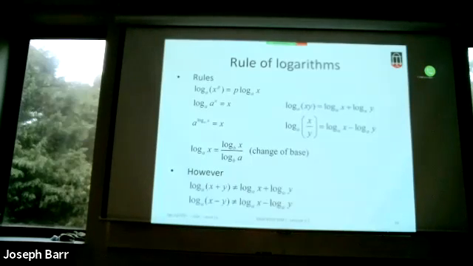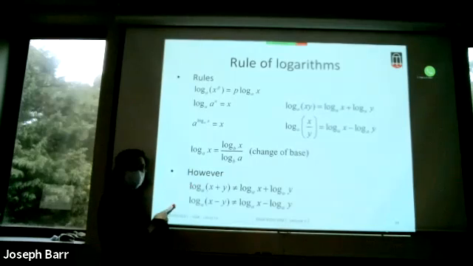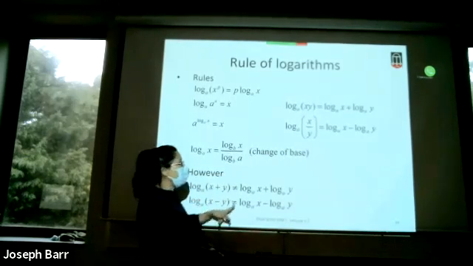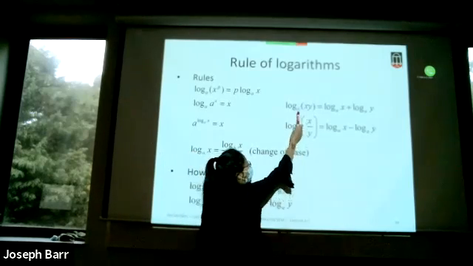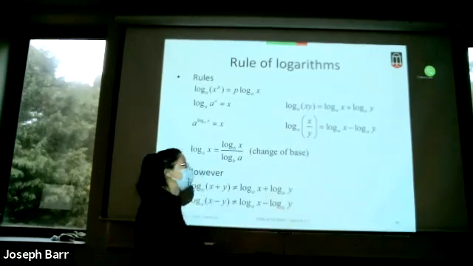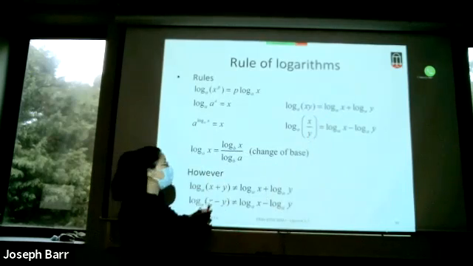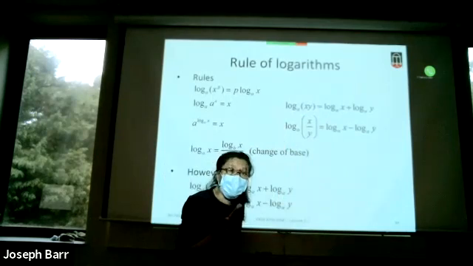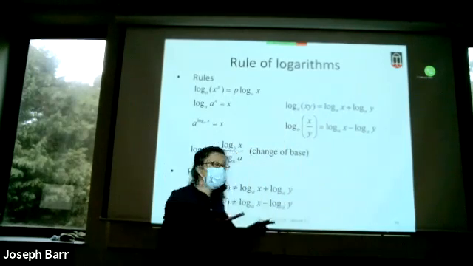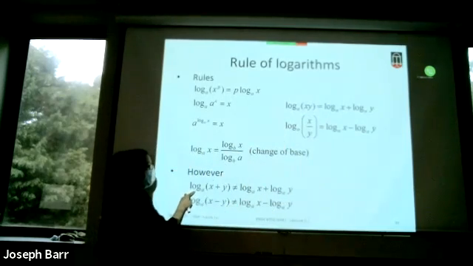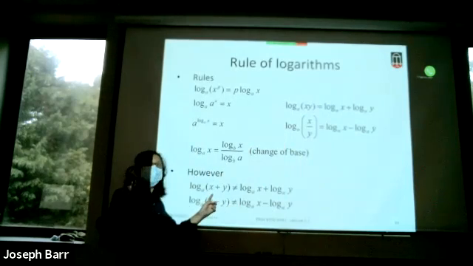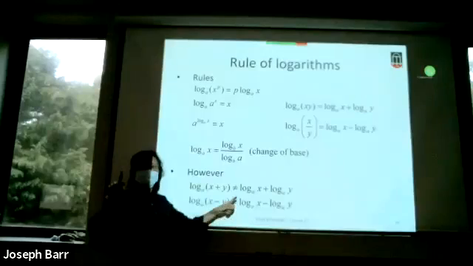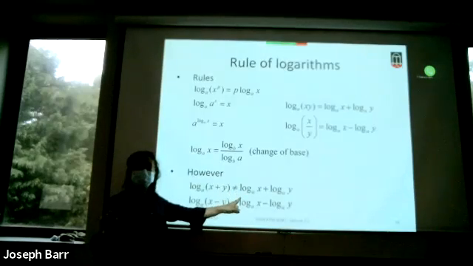However, these two are not correct. These two are wrong formulas. These two are very close to these two formulas, but it's different. Look at this, the correct version. Log of product is the sum of two logarithms. Here, log of the sum of two variables is not the sum of two logarithms. This one is wrong.